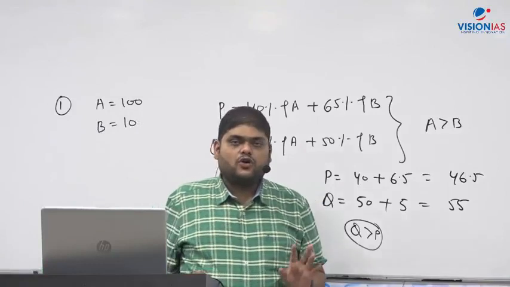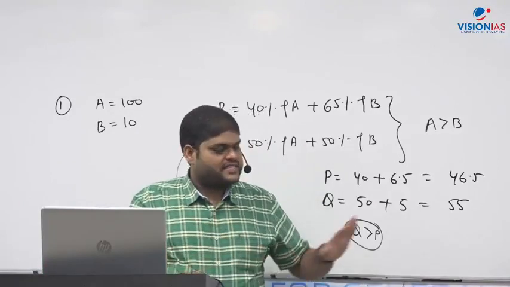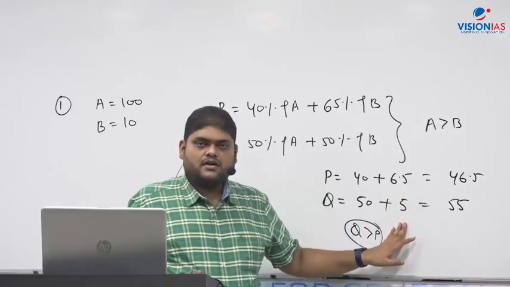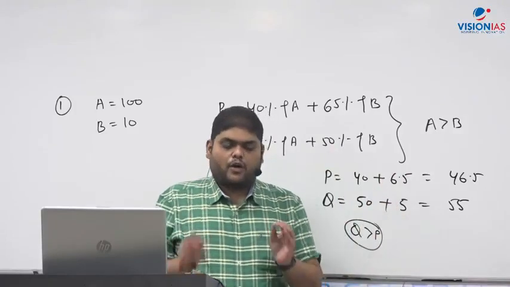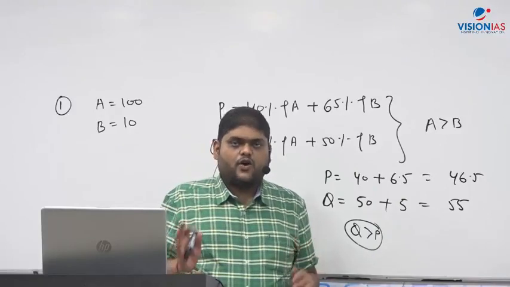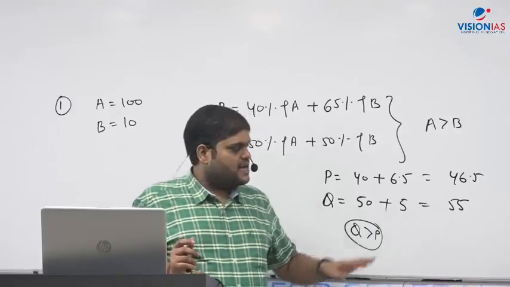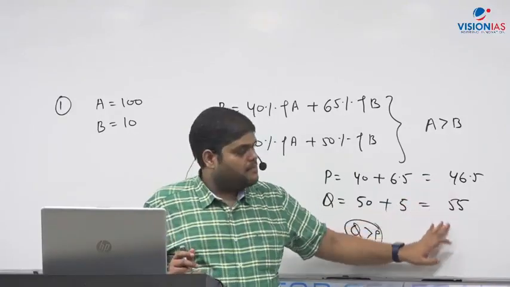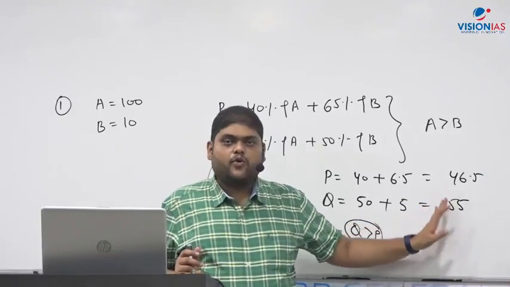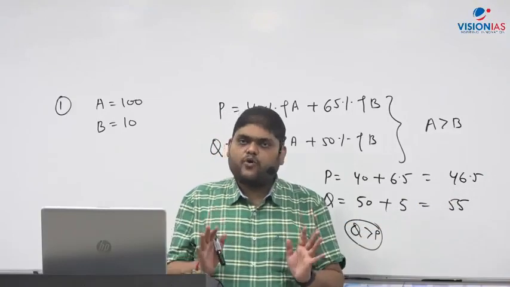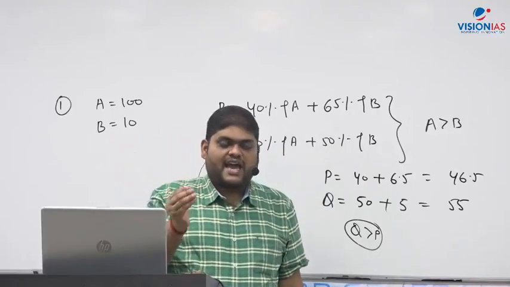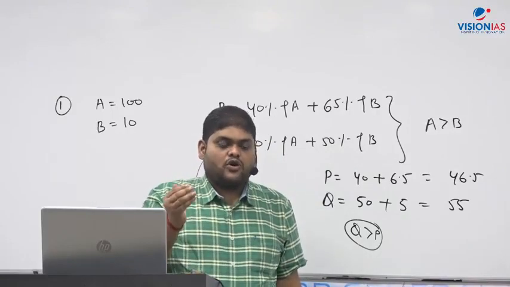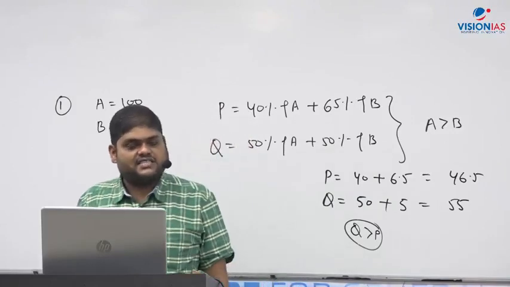So what I told you implies that option A cannot be correct and option C cannot be correct. Why can option C not be correct? Because there is one case where both are not equal. That means two options are wrong: A and C are wrong. Now only B and D are left.